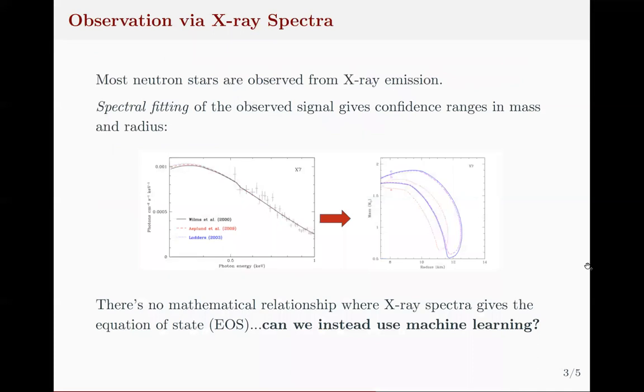But what about observation? Most neutron stars are observed from their X-ray emission. The X-ray spectra from a star also determines observable properties like mass and radius through a process called spectral fitting. The image you see here on the right side shows 68 and 95% confidence intervals for the mass and radius of one star given its X-ray emission shown here on the left.